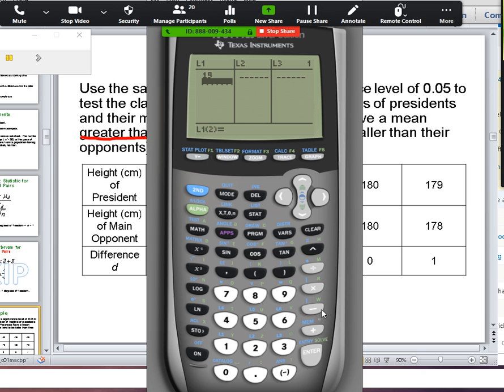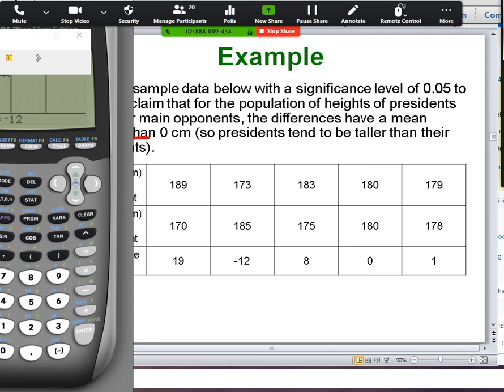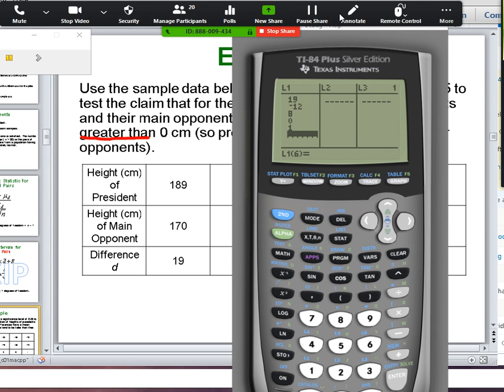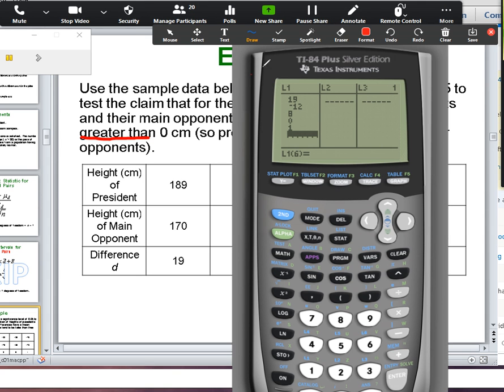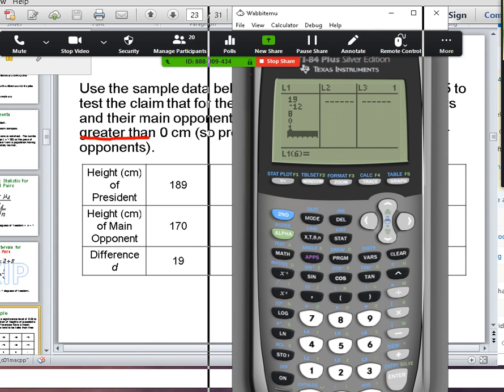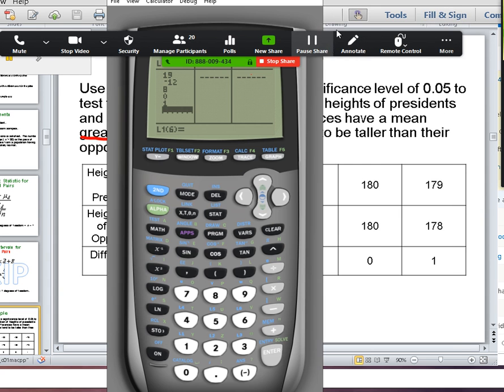Everybody bust out your TI calculators. Don't use the subtraction symbol. You have to use the negative sign down here, negative 12. 8, 0, 1. So now double check and make sure you got them all correct. Is that 19, negative 12, 0, 1? Good.